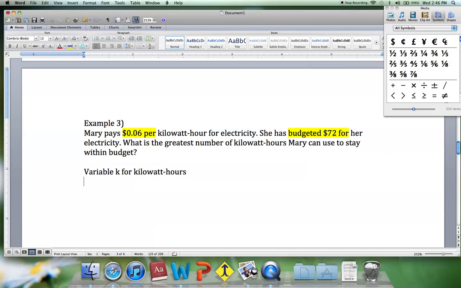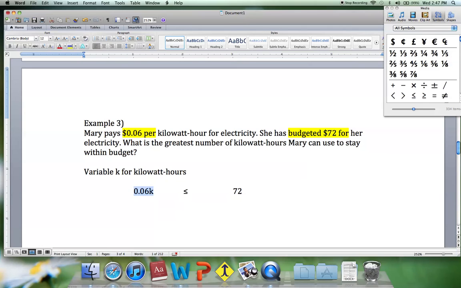And we know that we have the variable, and being that she doesn't want to go over $72, the inequality sign needs to be a less than or equal to 72. The question is, where does this 6 cents per kilowatt hour come in? Well, we know that she can spend 6 cents per kilowatt hour. We want to know how many total she can spend. So this is a multiplication problem. So we have 0.06K less than or equal to 72.